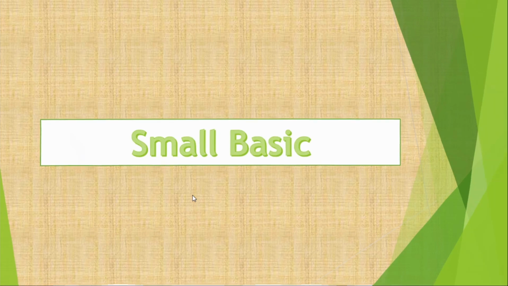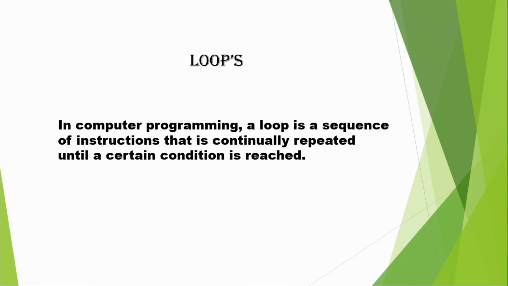Small basics. Loops. In computer programming, a loop is a sequence of instructions that is continually repeated until a certain condition is reached. Suppose you want to print your name 1000 times. In the normal way, we have to write a lengthy code and it will be so time consuming. In this, loops come for help. In loops, we can print our name 1000 times in only a few lines of code.